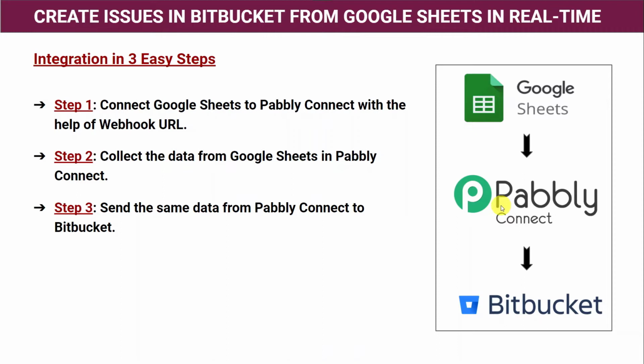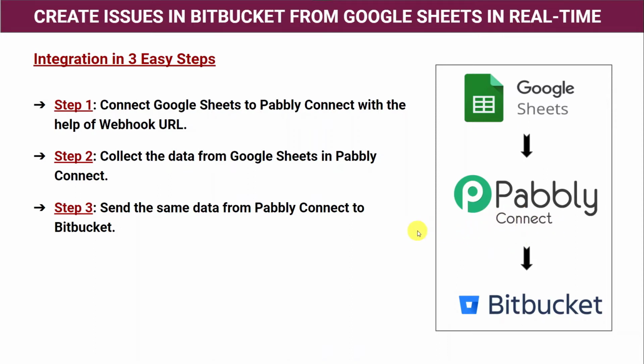At step 2, collect the data from Google Sheets in Pabbly Connect. Here Pabbly Connect is going to capture all the data from the Google Sheets. At step 3, send the same data from Pabbly Connect to Bitbucket. Whatever data Pabbly Connect has collected from Google Sheets, the same data will be sent to the Bitbucket account. So basically we are creating an integration between Google Sheets and Bitbucket using Pabbly Connect.